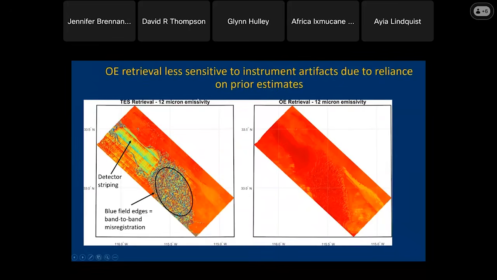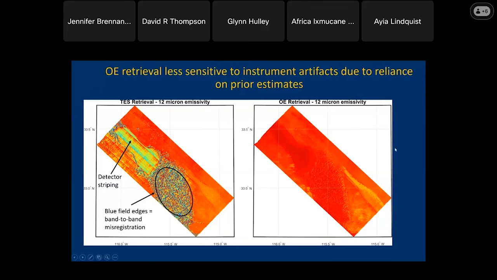Another interesting aspect here was that this is an example of an ECOSTRESS scene over the Salton Sea and Imperial Valley region. On the left is the TESS algorithm retrieval for a specific band for the emissivity. On the right is the OE retrieval. And you can see that the TESS algorithm is a lot more sensitive to actual instrument artifacts, for example, striping, band-to-band misregistration that we sometimes see on the edges of fields. Whereas in the OE algorithm, you can see it's a lot smoother result.